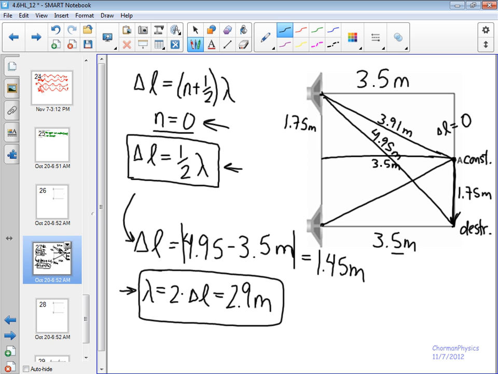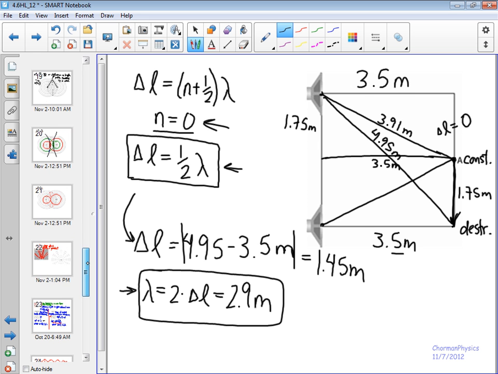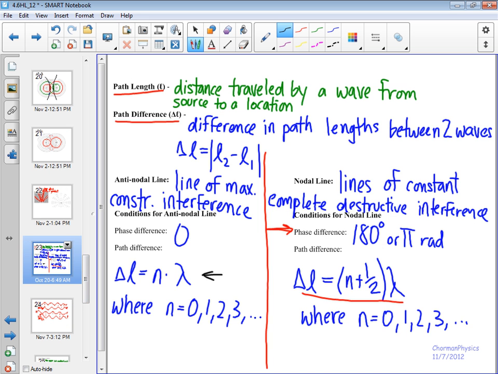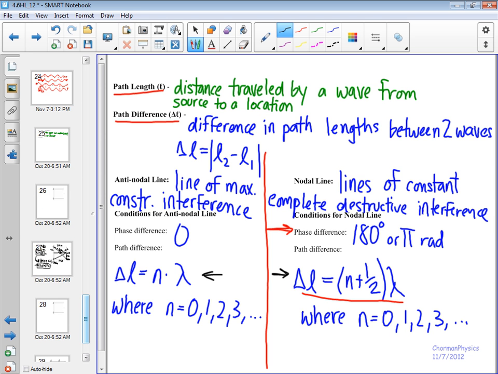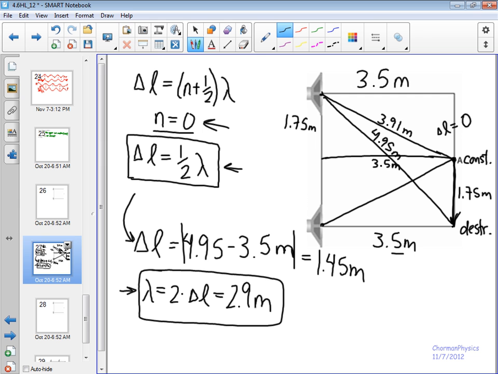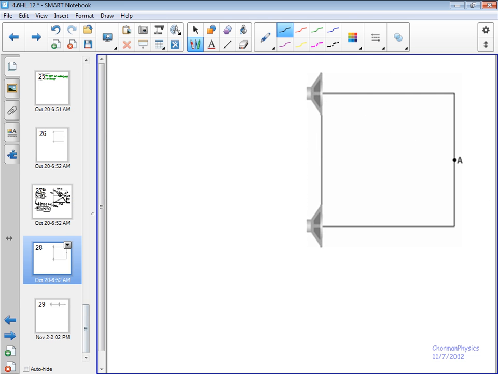So it's just going to be 0 plus 1/2 lambda, again going back to these notes, where we were looking at the equation for destructive interference. Now we come over here and we see with some geometry that this side of the triangle is 4.95 meters. This side here is 3.5. The difference between those two is 1.45 meters. Therefore, the wavelength, according to this formula when we solve for it, is twice that path difference, 2.9 meters. So that is that first example.